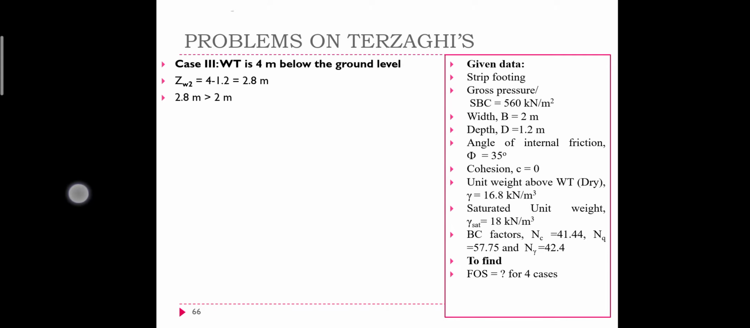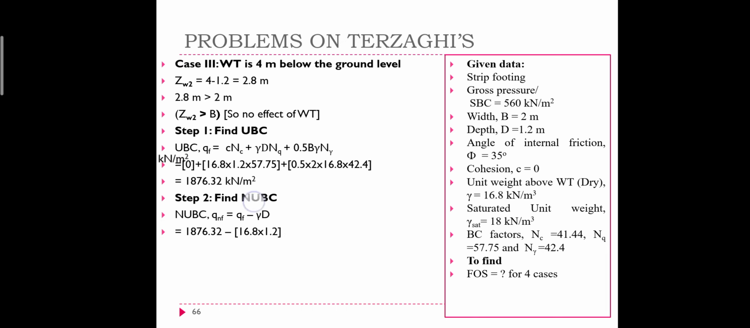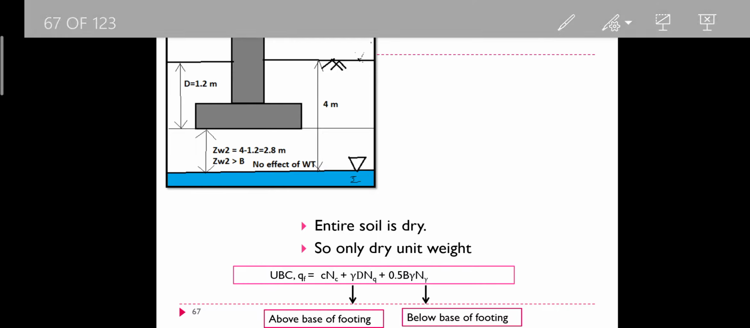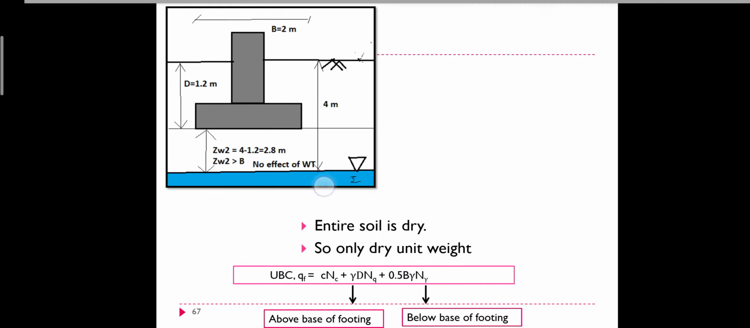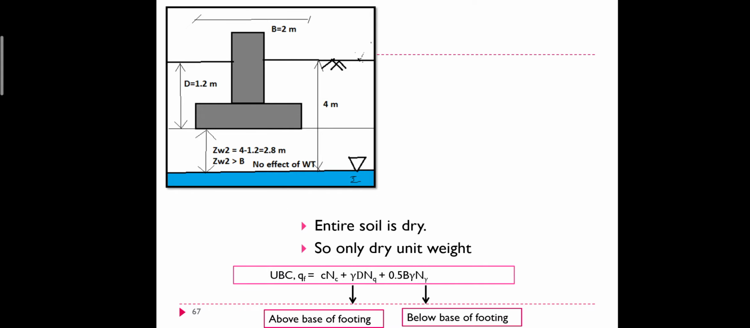Now you should draw it first. Always it is better to draw the condition first like this. First the foundation oda depth 1.2 meter, width 2 meter. Now water table is 4 meter below the ground level. Ground level இருந்து 4 meter கீழே இருக்கு. So that is shown in the picture.